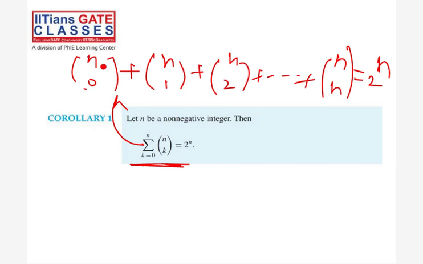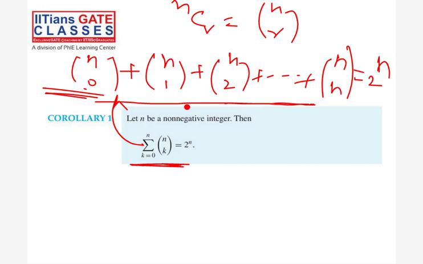Remember that these nC0, nC1 are nothing but nCr, because we have already seen how we can write this nCr. So can we prove that the summation of all these nCr from 0 to n is equal to 2 power n? We can easily prove it from the binomial theorem.